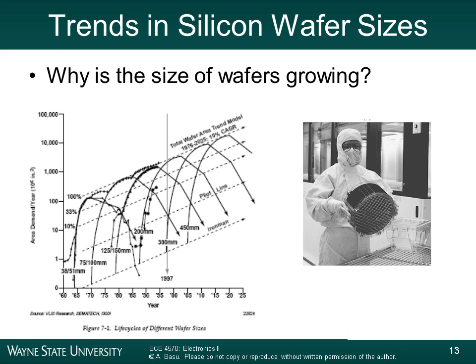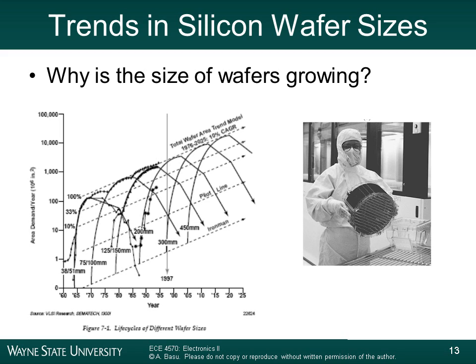One more question: why is the guy wearing the suit? You always see the guys in white suits when you're in the clean room, right? No particles on the surface. That's right. Do you remember how your human hair is 100 microns in diameter? That's 10,000 times larger than a transistor. So one hair could wipe out 10,000 transistors on your board.